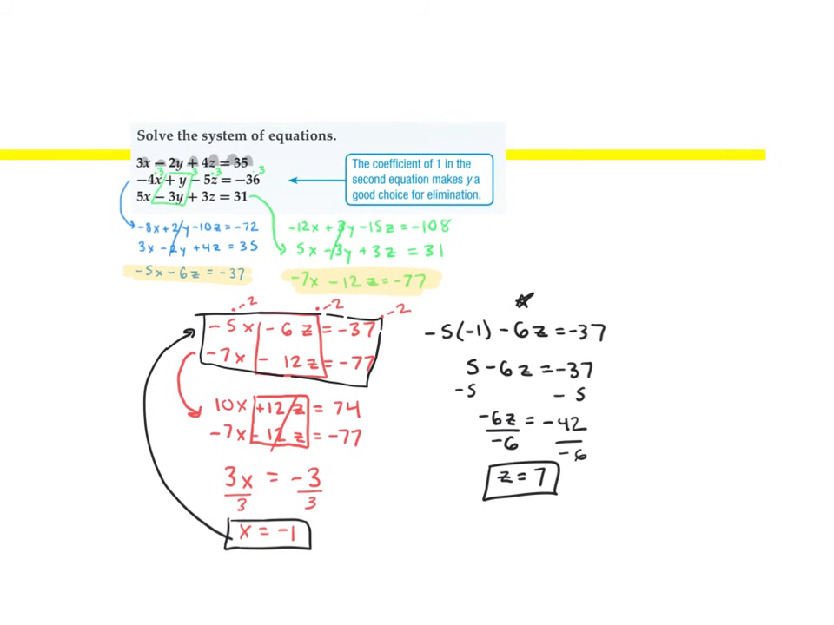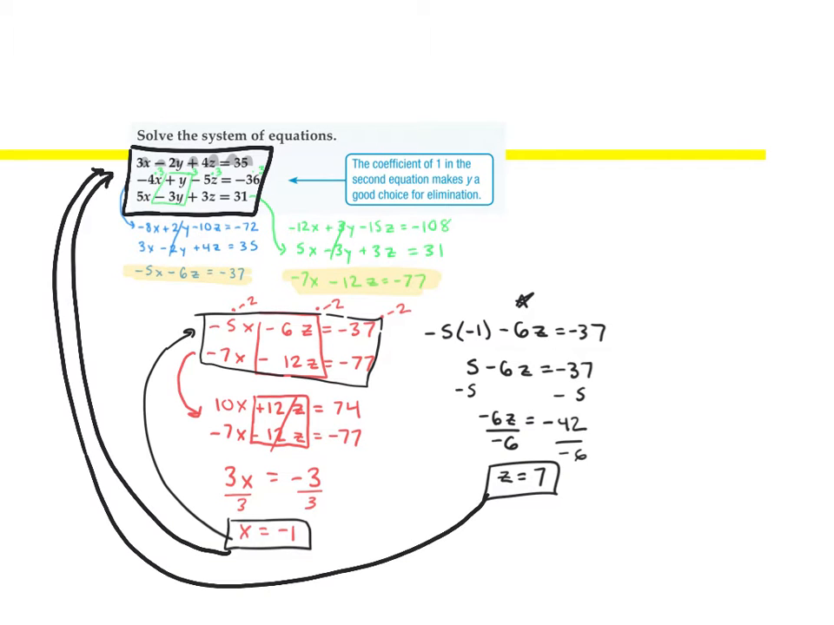Now we go back up to one of our first 3 equations here and plug in our x and plug in our z. So we go back up to the top and we're going to plug in both of these. So pick an equation, 1, 2, or 3. Which one do you want to use? 2? Okay. So we have -4 times x. What's x? -1.